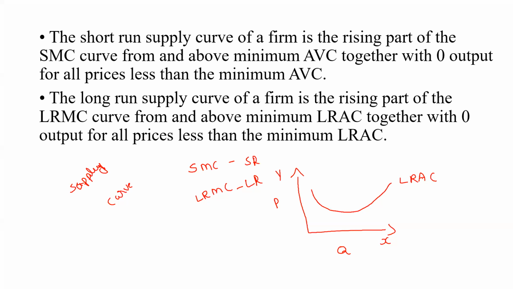Then which line do we have to draw now? Very good. We have to draw the long run marginal cost curve. So this will be our long run marginal cost curve. The rising part from the minimum and above the long run average cost will be our supply curve. So this will be our supply curve for the long run. Yes, this much we have studied.